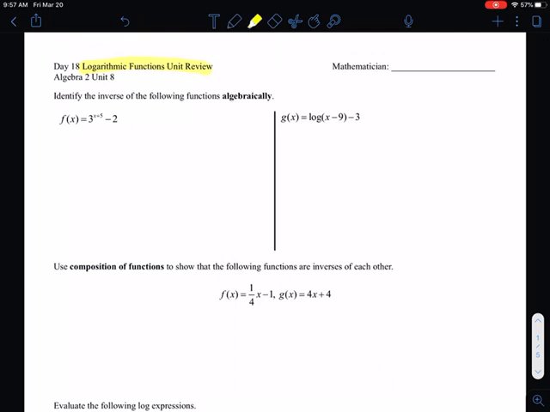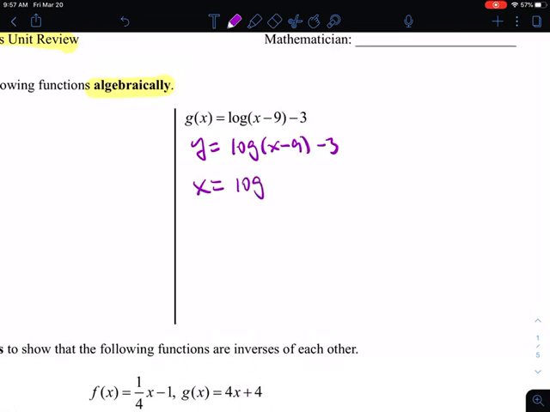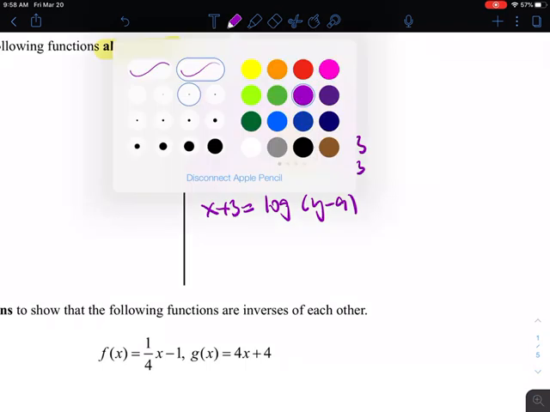First of all, finding inverse of functions algebraically. Let me do the one on the right. We always have two steps. First step is to switch x and y. Then the second step is to solve for y. So here's y. Let's first add 3 to both sides. X plus 3 is equal to log of y minus 9.